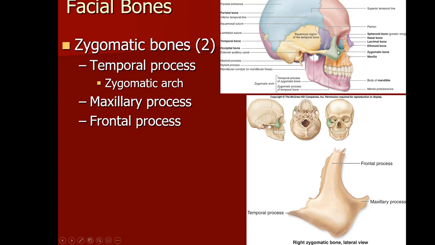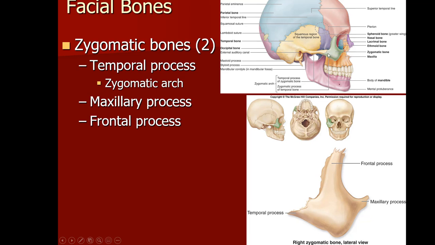So this is where it gets a little confusing again, or it could be. There are three big processes coming off of the zygomatic bone, and I'll use this one because it's separated. There's a temporal process, there's a frontal process, there's a maxillary process.